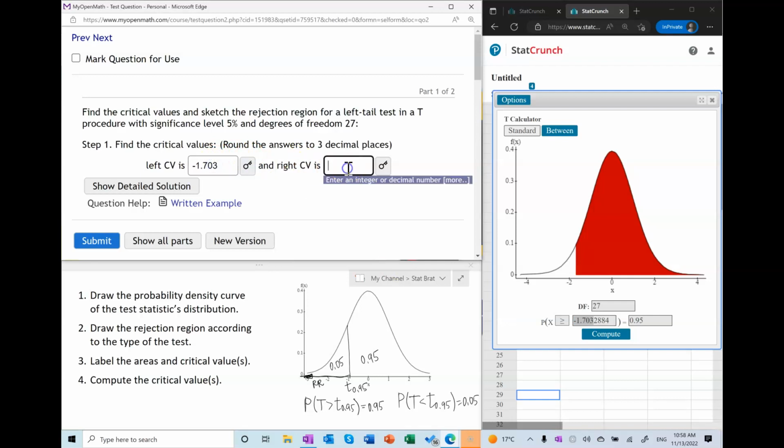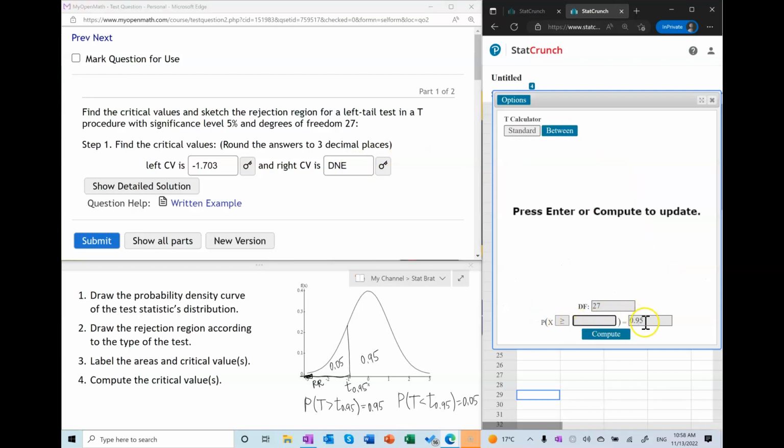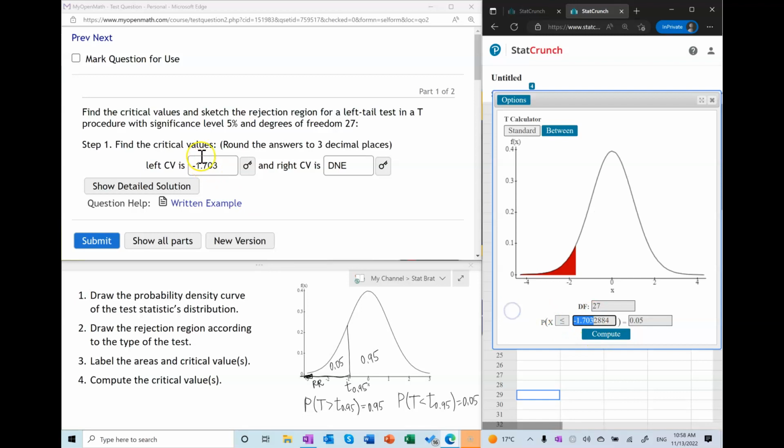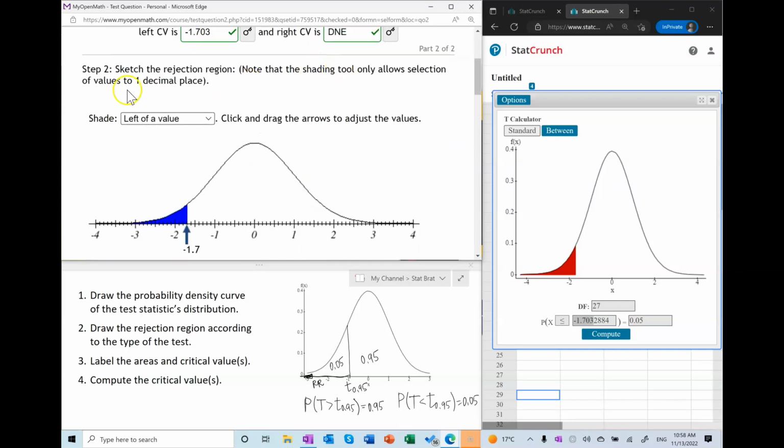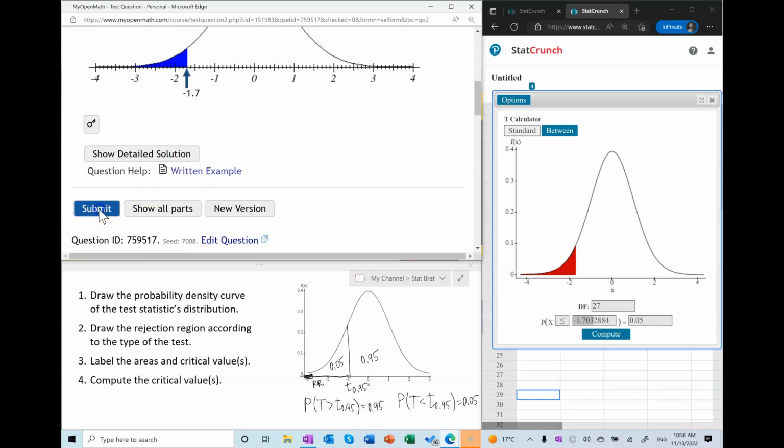Also, while we're here, we should answer this question. The right critical value in a left tail procedure simply does not exist. However, we can also use the fact that the area to the left of the critical value is 0.05, and guess what? We would get exactly the same answer. So it doesn't matter which one you use when you have a visual calculator like StatCrunch, and it does matter when you're using something else. So be careful. All right, let's submit this, and let's draw out the rejection region. It's going to be to the left of -1.7 because we round to 1 decimal place.